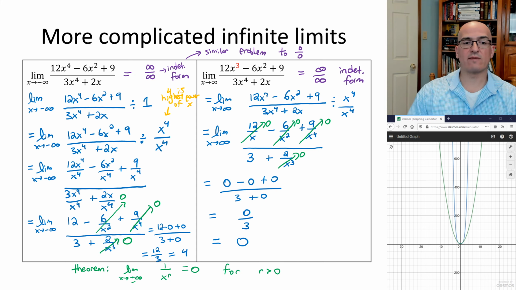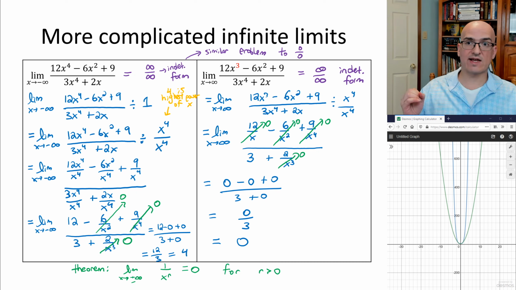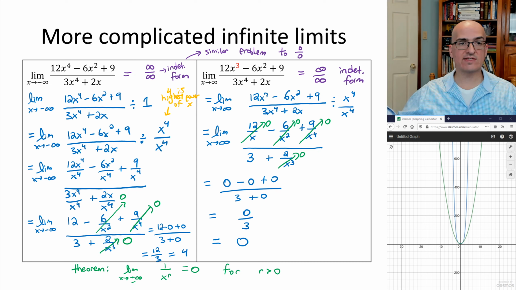One to the left of that. x to the 4 on top, x to the 4 on the bottom. It's like a tie, kind of. It's a match. They're equally powerful. So what happens when x goes to infinity is everything's going to get canceled out except the number in front of x to the highest power on top divided by the number in front of x to the highest power on the bottom. So 12 divided by 3. Everything else disappears. We get our 4.